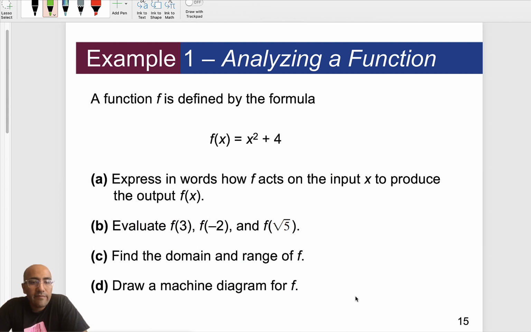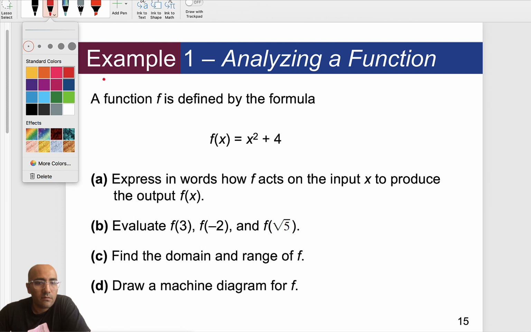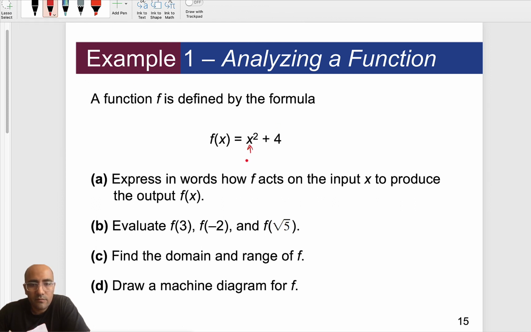Okay, a function f is defined by this formula. We have f of x equals x squared plus 4. Express in words how f acts on the input x to produce the output f of x. So we can use the language of input. Here is our input value, and we can verbally describe this as saying when you get an input, you want to square the input and add 4.